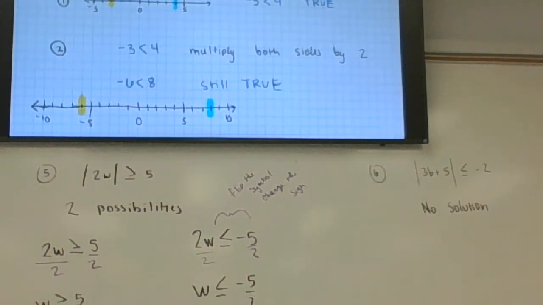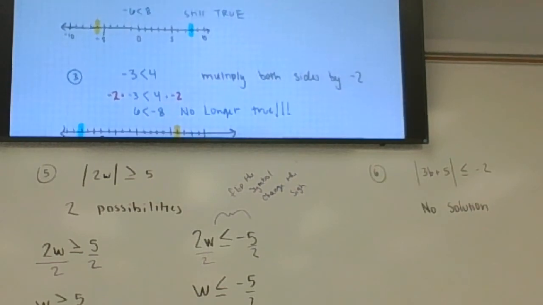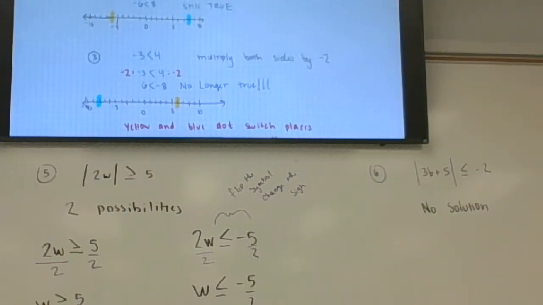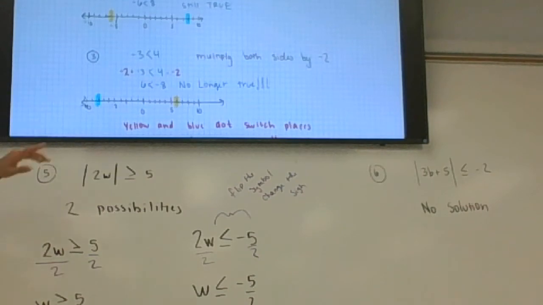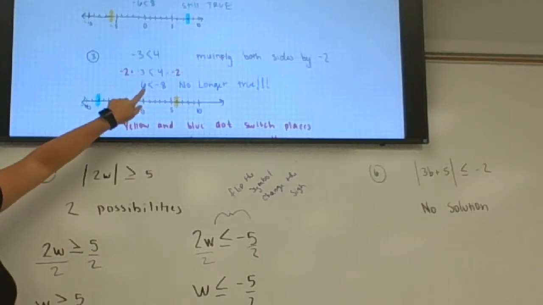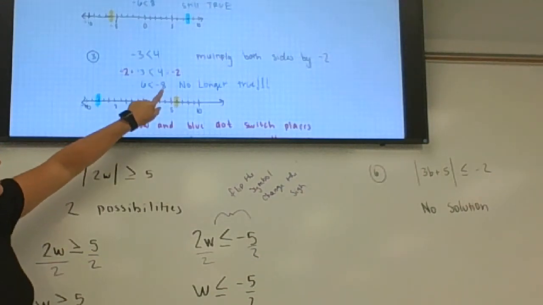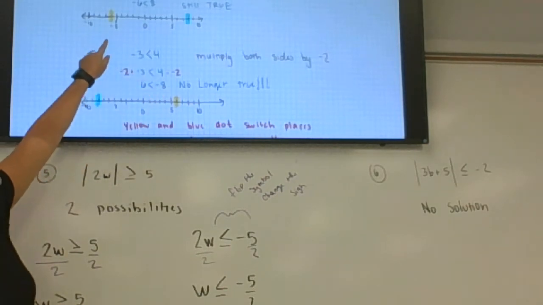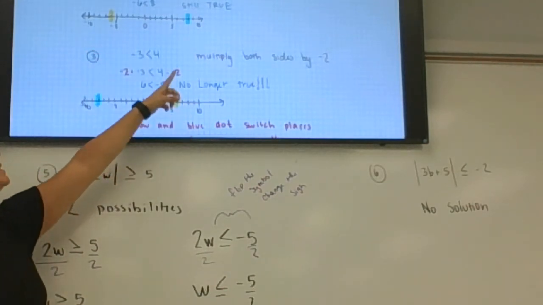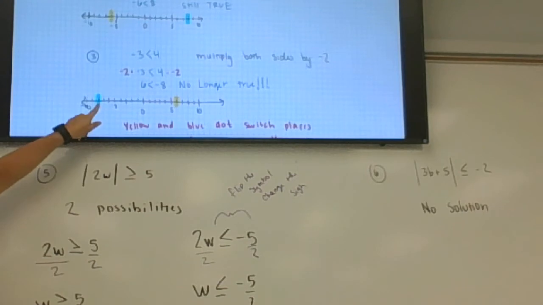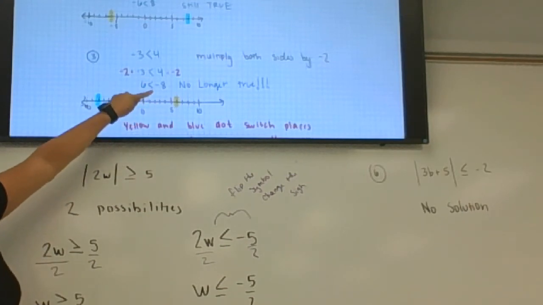But when you multiply both sides by -2, the -2 will make this a +6. The -2 will make this a -8. The yellow dot is now on the greater side. The blue dot is on the left side. And so the statement is no longer true.